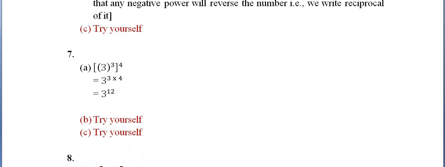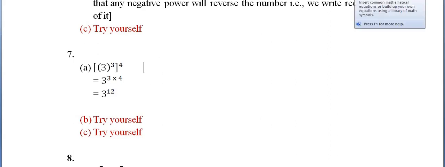Question number 7 is the property number 4, that is law number 4. So you can see out here in this question number 7, this 3 is inside the bracket, and this 3 has a power of 3, that is 3 to the power 3. There is a bracket now, and after the bracket we have the power 4. So in such case we can multiply these two powers, so 3 into 4, it will be 12. So this is your answer.